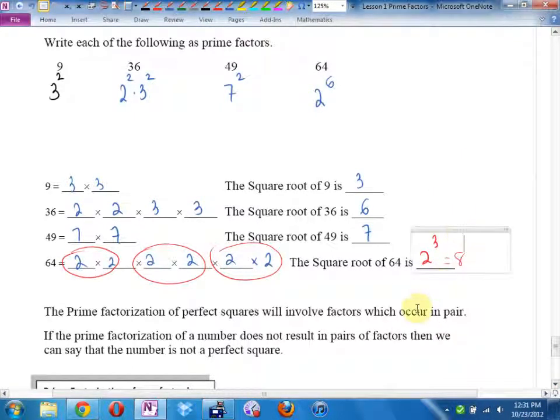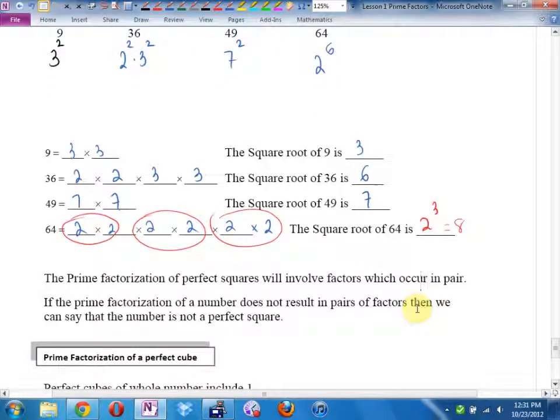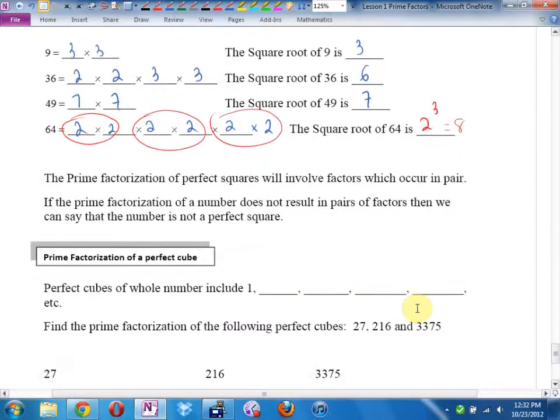So we're looking, I think I called this number theory macro. We're looking for patterns. And one of the things we noticed, the prime factorization of perfect squares involves factors which occur in groups of 2. Or as Sarah generalized, you have an even exponent. If they all have even exponents, they must occur in groups of 2. If you have an odd exponent kicking around, then it's not a perfect square. You don't even need to go to your calculator. You can tell right away, square root won't work.